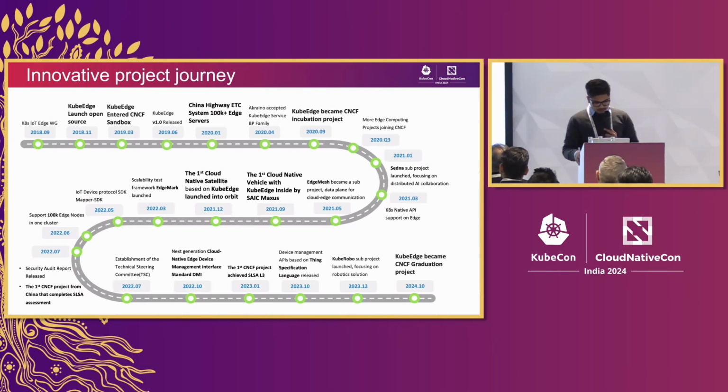And then in September 2021, we had the first cloud native vehicle based on KubeEdge. KubeEdge here was being used for over-the-air upgrades at the software level. Then we had the first cloud native satellite. This was in December 2021, and this is where this cloud and edge integrated solution was tested in space.